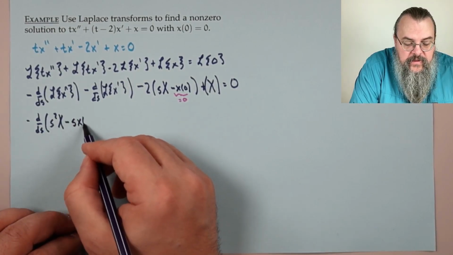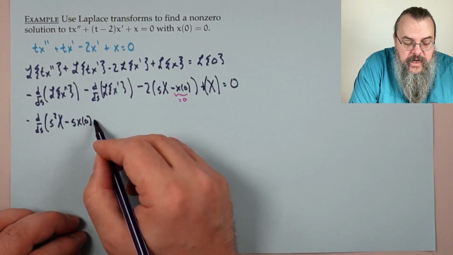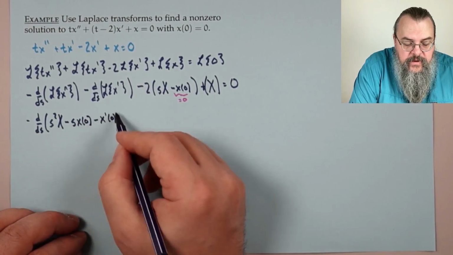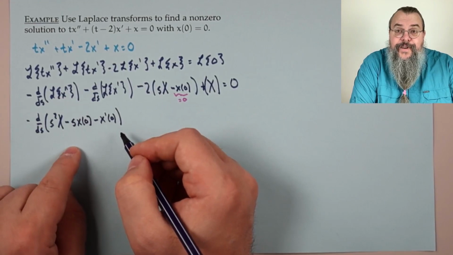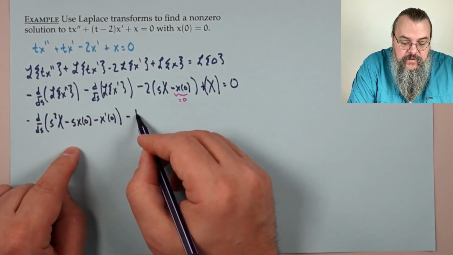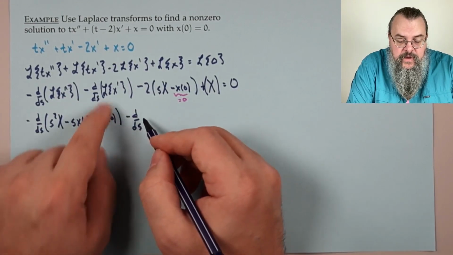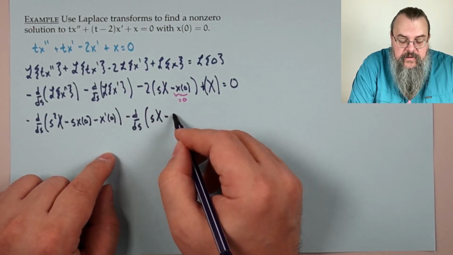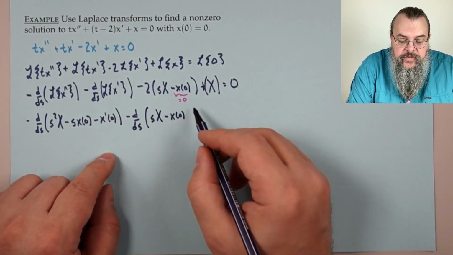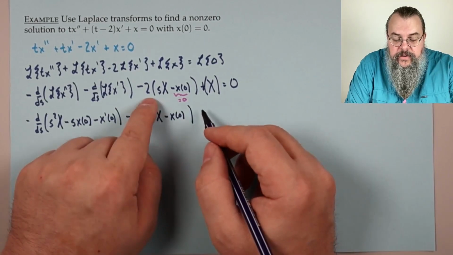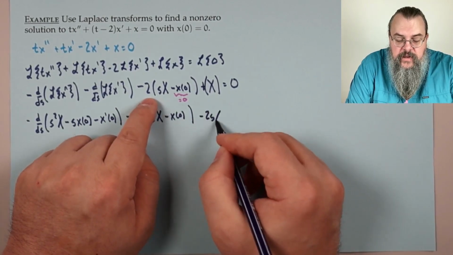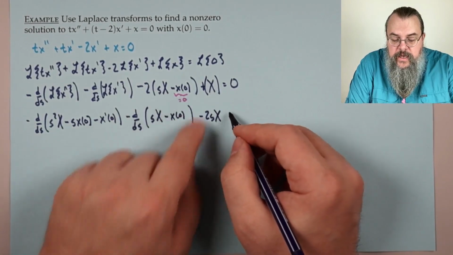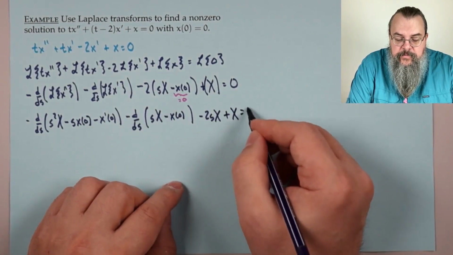Now, let's see. Okay, continuing to work on this, we have minus the derivative of s squared capital X minus s x0 minus x prime of 0. So this is Laplace of x double prime minus the derivative. Okay, here it would be s capital X minus x0. And then, well, we have minus 2s capital X. That went away, plus capital X.